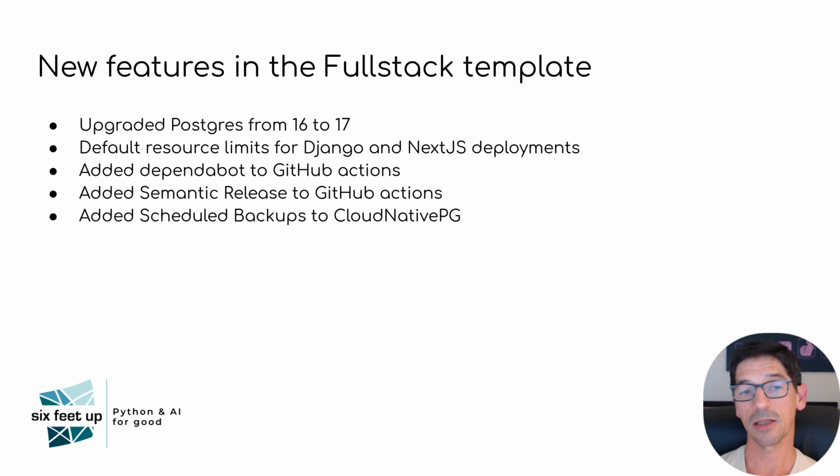We added our Semantic Release workflow to GitHub Actions to automatically version your newly bootstrapped project, and update the change log and bump the version with each release without you having to think about it too much. And then we added scheduled backups to cloud native PG, so that should simplify setting that up and give you the peace of mind that you have daily backups on Postgres data.